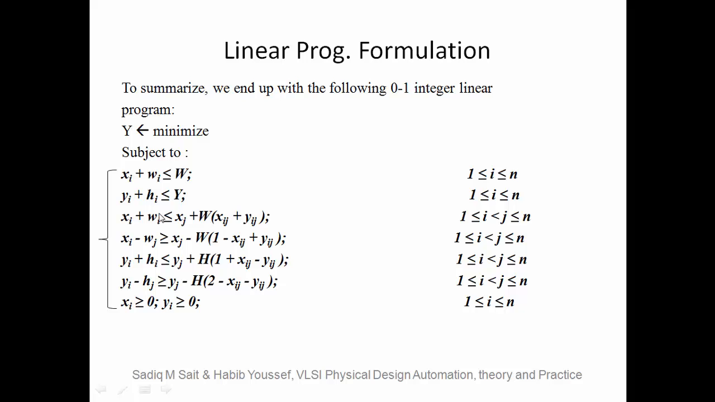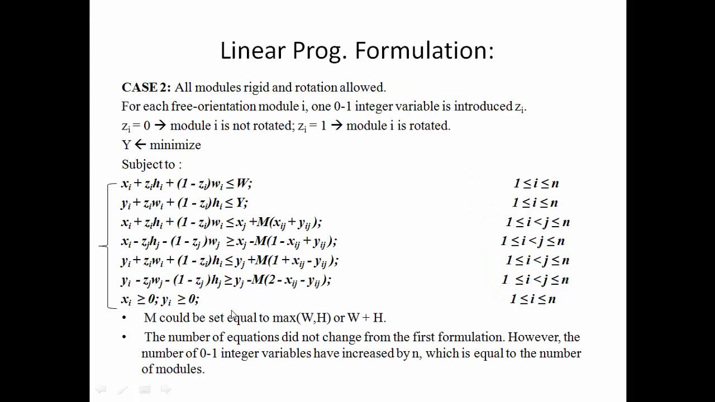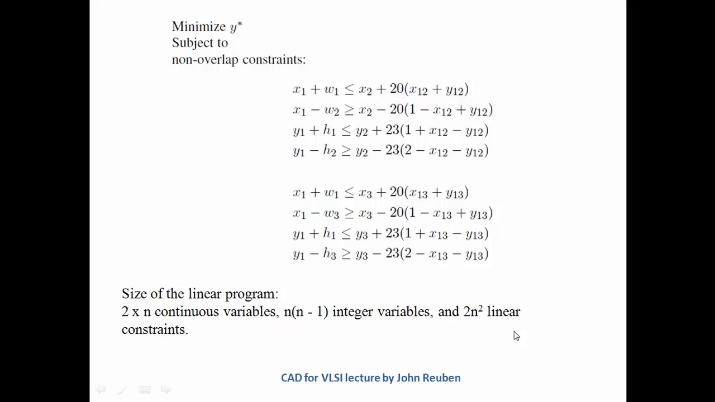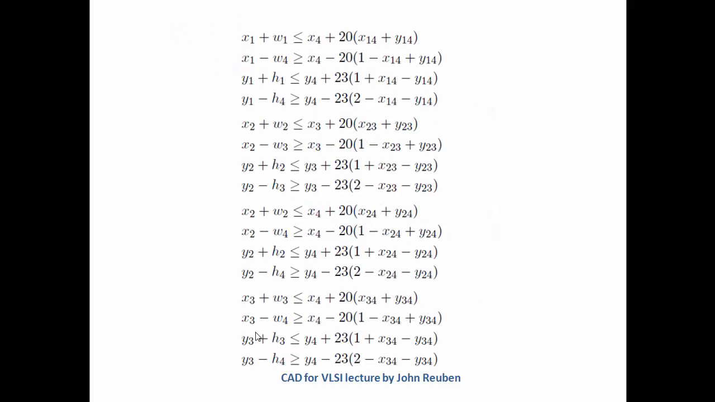So for 2 modules, you're going to have 2 into 2 square linear constraints. So that's how for n modules you're going to have 2 into n square linear constraints. So this will give an idea about the size of the program. Obviously this means that as n increases, your linear program is going to become really huge, because you can see that the number of linear constraints is growing quadratically with n.